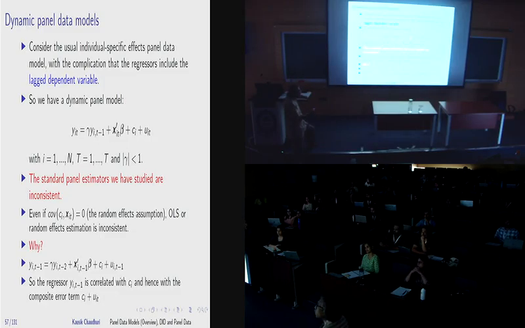X_it transpose beta is replaced by X_i,t-1 transpose beta. C_i remains unchanged because it is time invariant. U_it gets replaced by U_i,t-1.